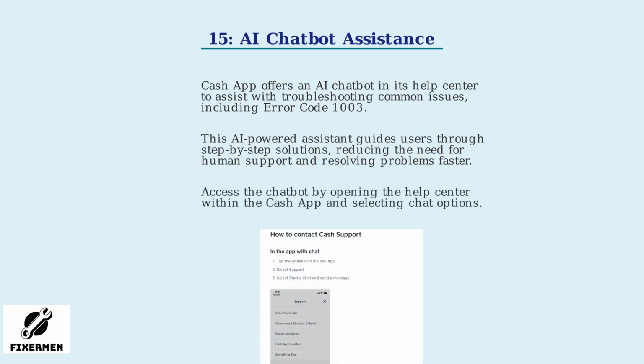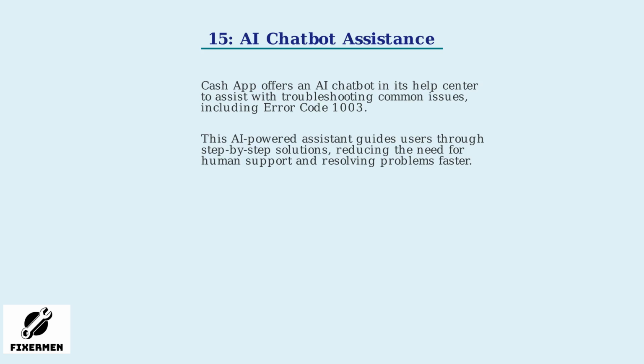To access the chatbot, open the Help Center within the Cash App. You'll see various support options, including chat features where the AI assistant is available. For example, if you're encountering error code 1003, the chatbot can guide you through verification steps, app updates, and other fixes. This visual shows a typical authentication error that the chatbot helps resolve.